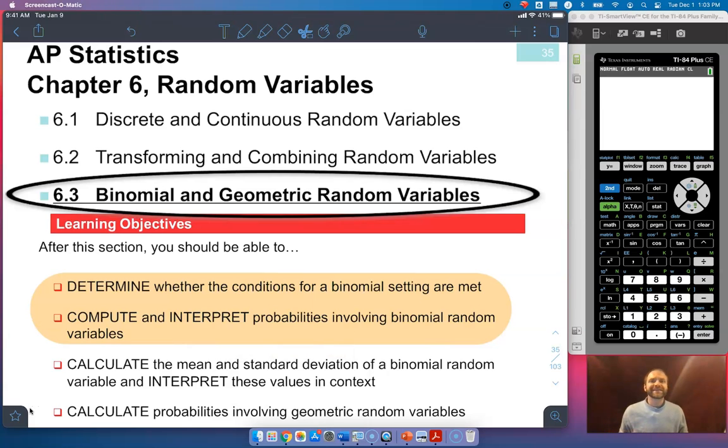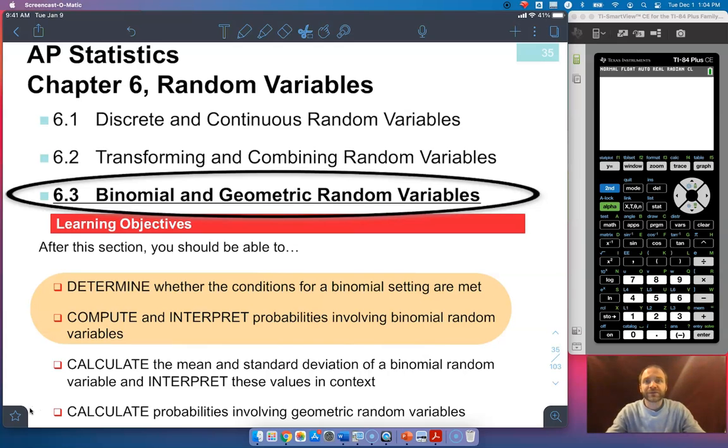Mr. Hayes, we're here for lesson 6.3, which focuses on binomial and geometric random variables. Now, this video is going to focus just on the two highlighted learning targets off to the side. We're going to look at how to determine whether the conditions for a binomial setting are met. So we need to first define what a binomial random variable is and what the conditions are that tell us it's a binomial random variable.